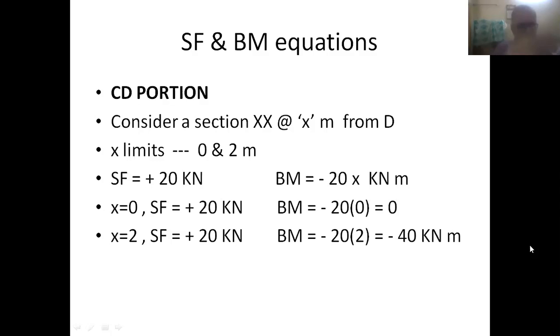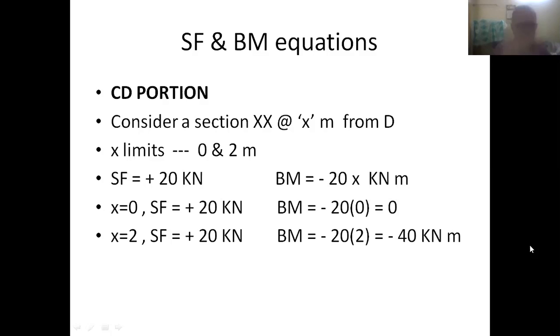and we have to fix the limits of X values. So friends, for CD portion, lower limit naturally will be equal to 0 meter. And upper limit, the total length of CD portion is 2 meters, so upper limit has to be fixed as 2 meters. Considering a section and fixing lower and upper limits for the portion is very, very essential for preparing shear force and bending moment equations.